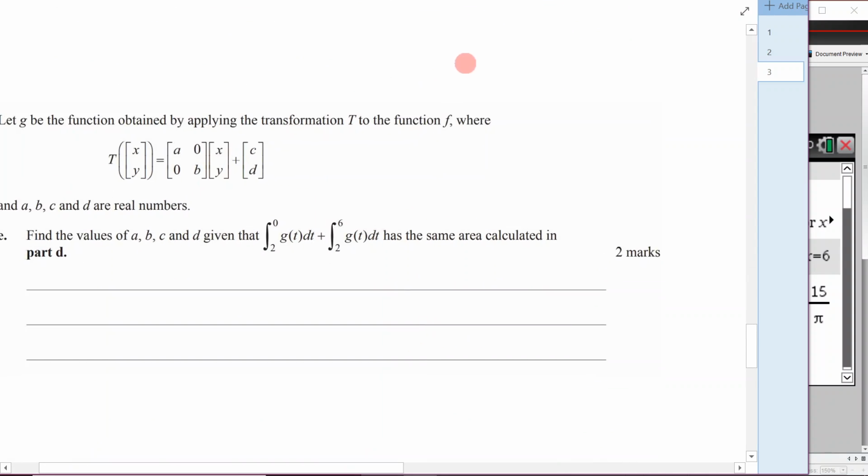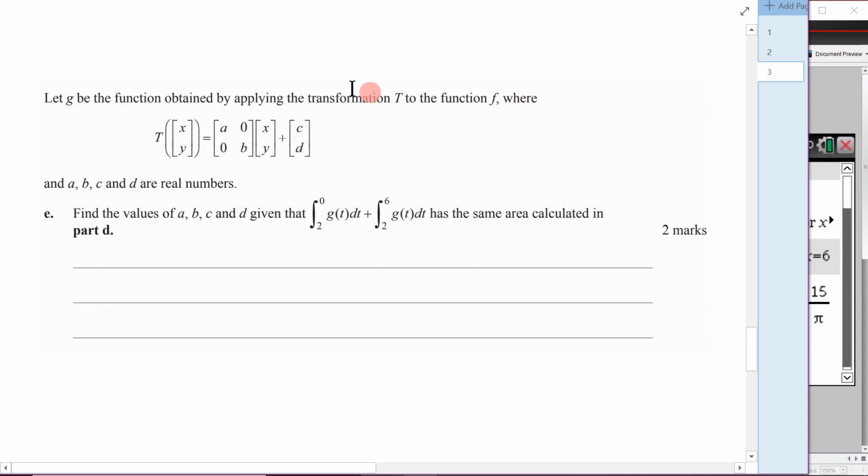Let's now look at this question right here. It says, let g be a function obtained by applying the transformation T to the function f, where this is T, and a, b, c, and d are real numbers. Now it's asking me to find the values of a, b, c, and d, given that this integral right here has the same area calculated in part d.